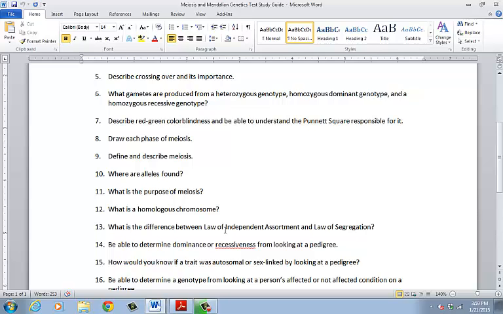Okay, lastly for this video, the difference between the law of independent assortment and the law of segregation. Law of segregation is Mendel's first law, and it states that there is a pair of alleles for each trait. And independent assortment is Mendel's second law, and it is also known as the law of inheritance. He further states that alleles sort independently to form a gamete. In other words, the allele of a particular trait does not have any effect on any other alleles during the formation of gametes.